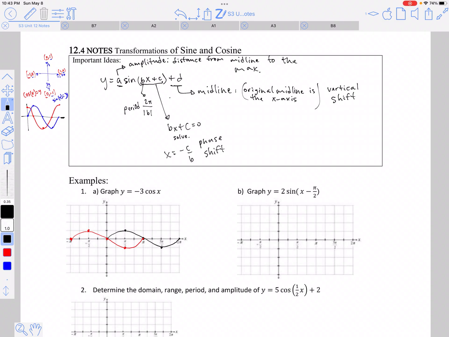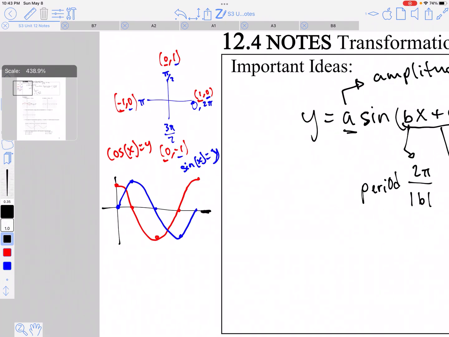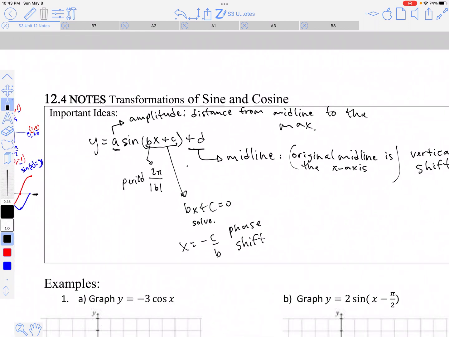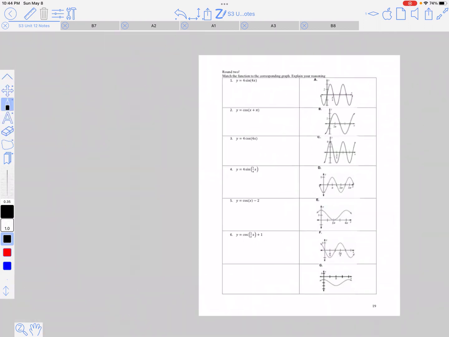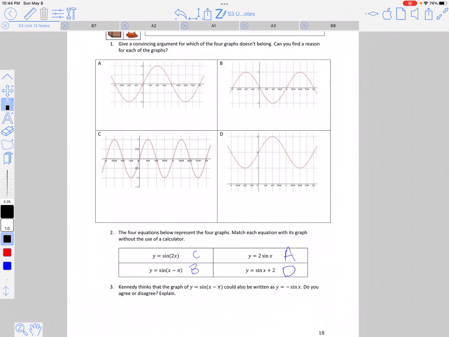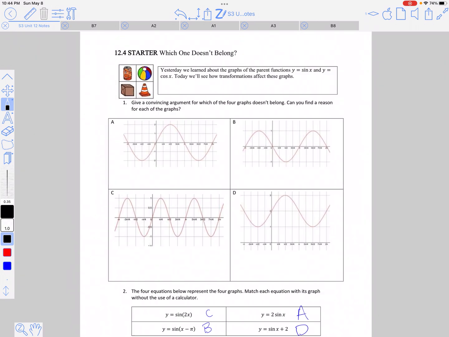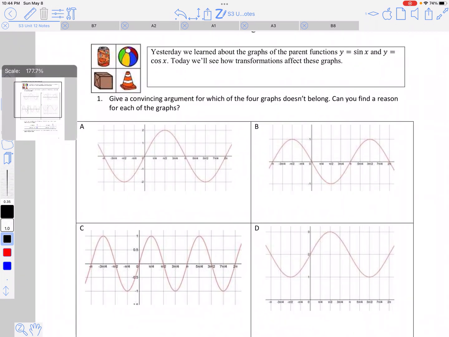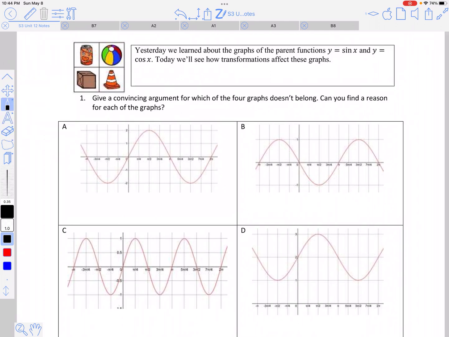So we've gone over the parent function of sine and cosine. We've gone over all of the vocab and what they're actually doing. So what I want you to do right now is turn, please, in your packet to page, as a spoiler alert, to page 18. And what I want you to do is look at these graphs and analyze them.